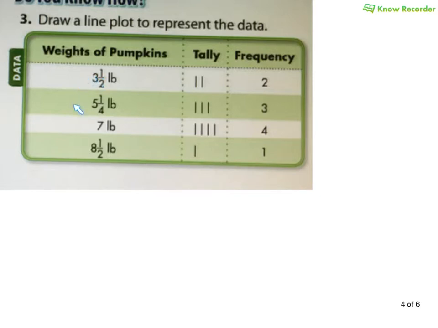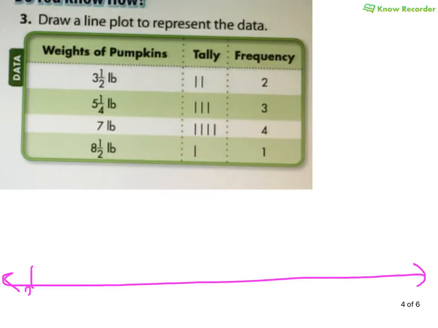Now, let me think of the range. I'm going from 3 1/2 to 8 1/2. So, my line graph should start at 3 1/2, go to 8 1/2. My measurement is in pounds, so I'm going to put LBS. And then I am doing the pumpkin weight.